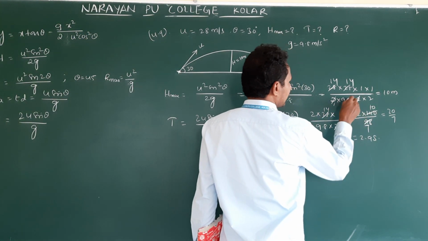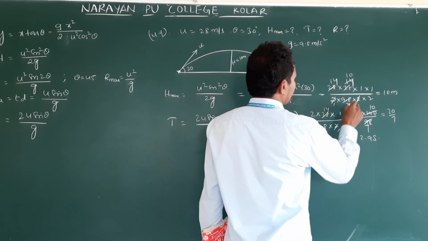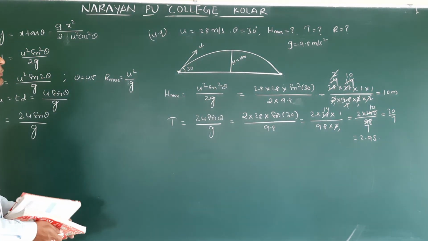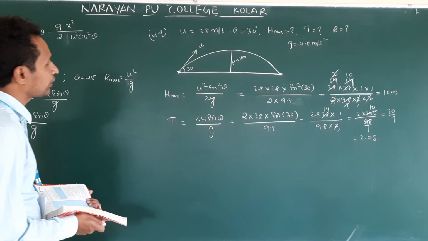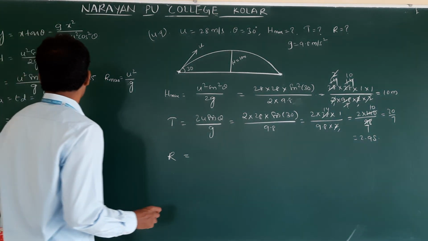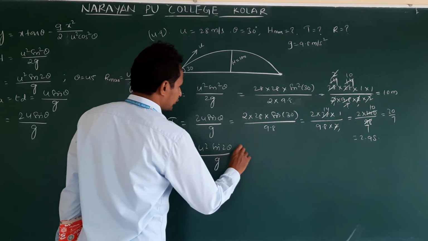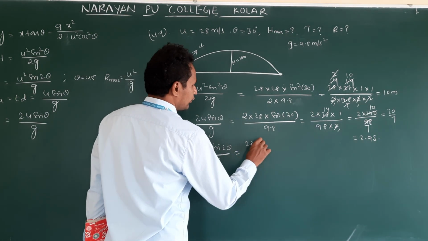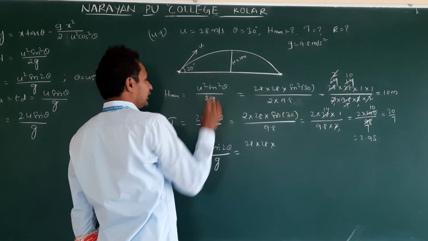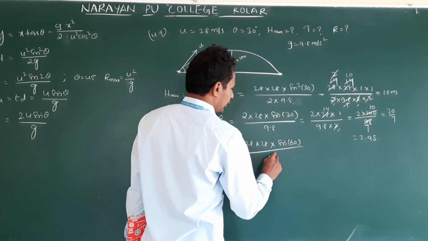Yes, the same calculation. Sevens, 10, 1, 2, cancel, 10 you will get. Next question is what? Range, R. What is the R formula? U square sin 2 theta by g. U square sin 2 theta by g. Again, 28 into 28 into sin 2 theta. Theta is 30 degree. So 2 into 30, sin 60 by 9.8.